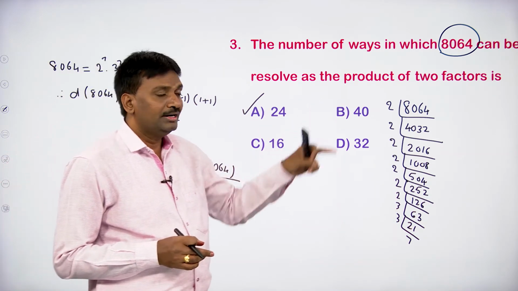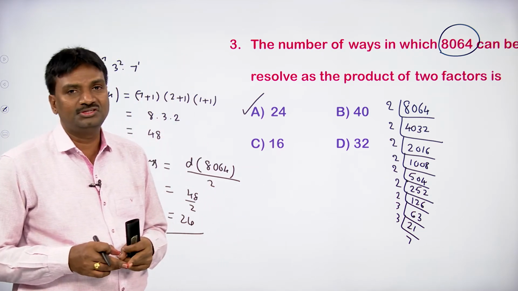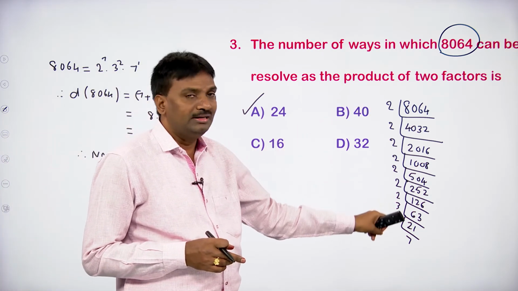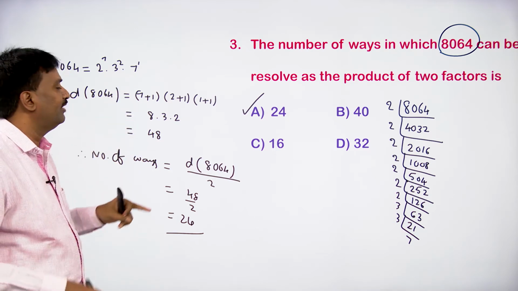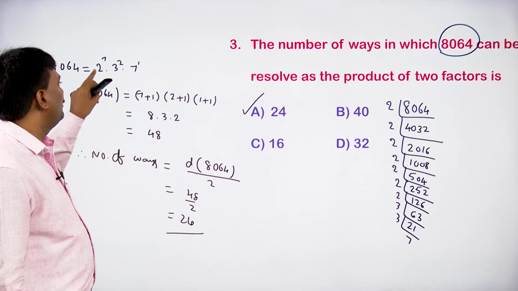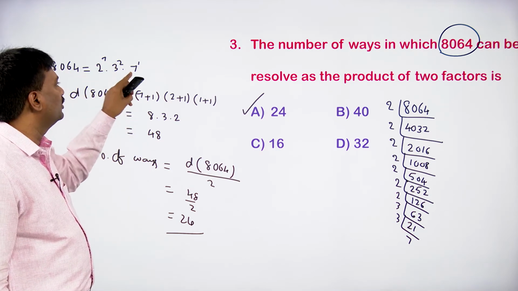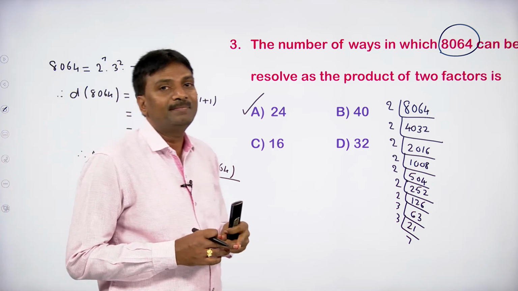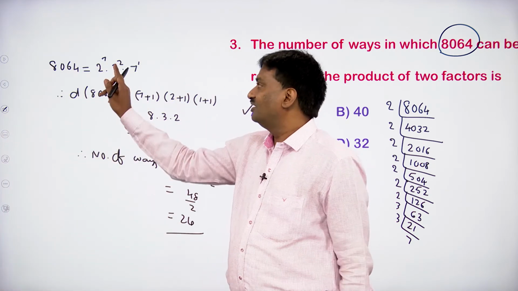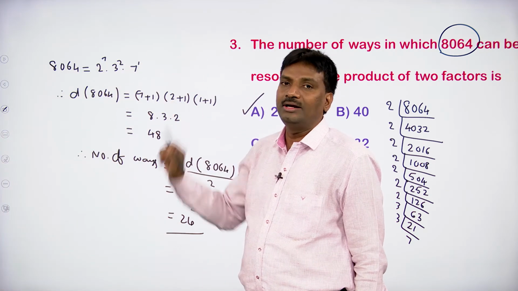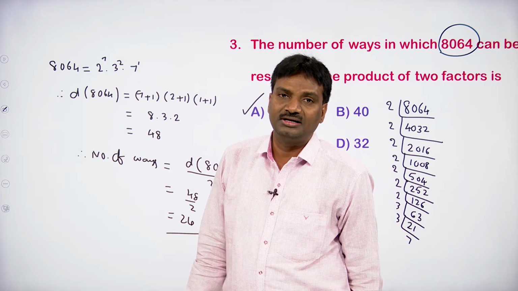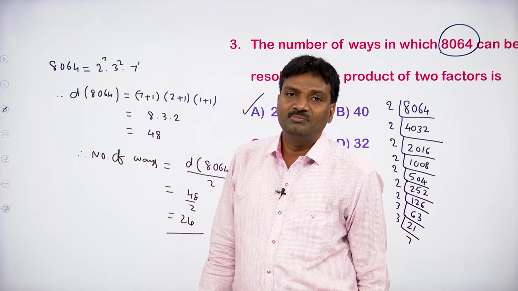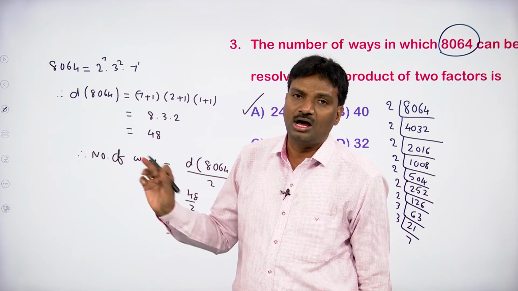Now let us take the number 8064. By taking the LCM we can write that as 2 power 7 into 3 square into 7 power 1. Here the RHS is in the form of p1 power alpha 1 into p2 power alpha 2 into p3 power alpha 3, with alpha 1 equal to 7, alpha 2 equal to 2 and alpha 3 equal to 1. We know the number of divisors of n is d of n equal to (alpha 1 plus 1) into (alpha 2 plus 1) into (alpha 3 plus 1).